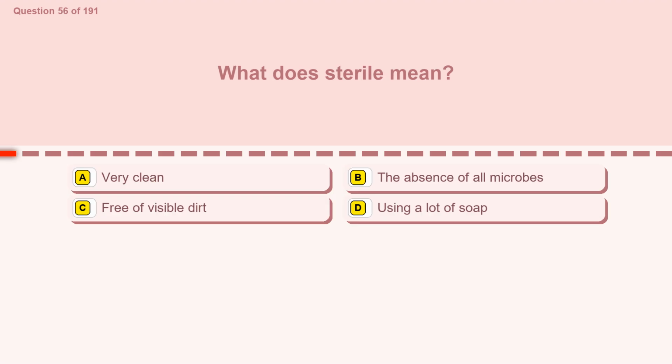Question 56. What does sterile mean? Option A. Very clean. Option B. The absence of all microbes. Option C, free of visible dirt. Option D, using a lot of soap.